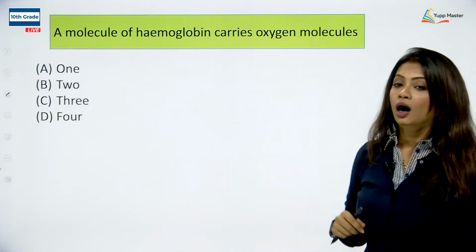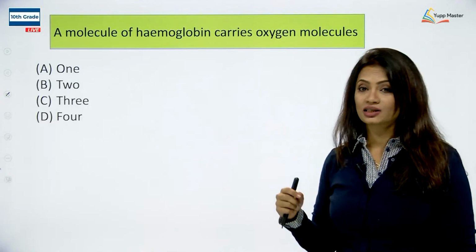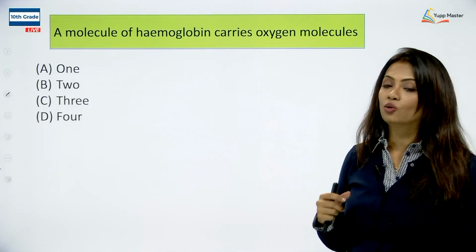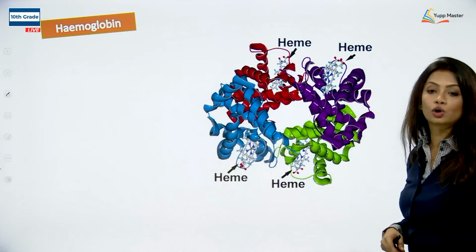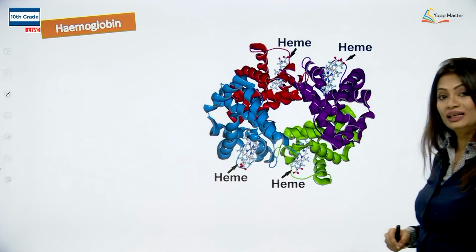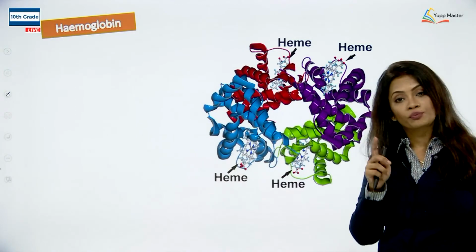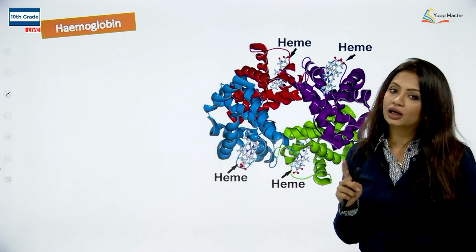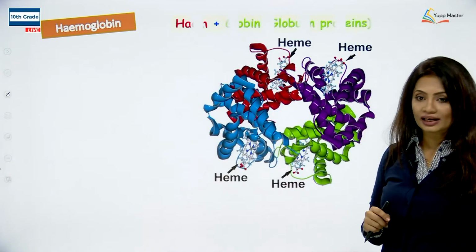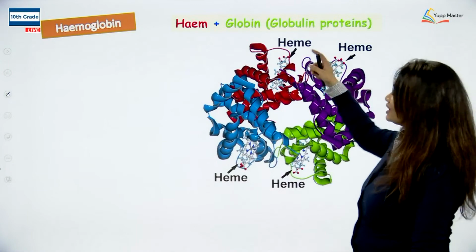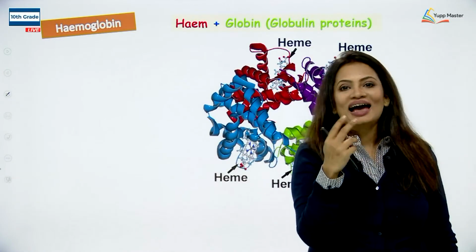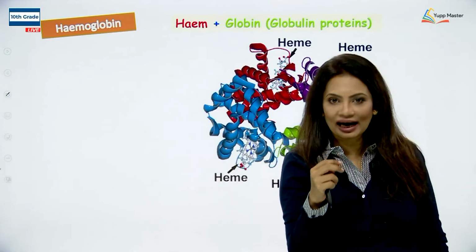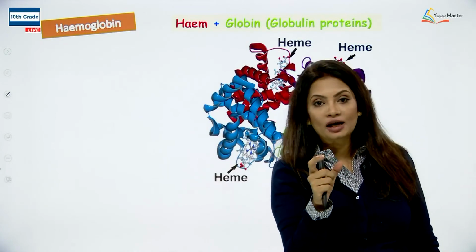Next question. A molecule of hemoglobin carries how many oxygen molecules? Okay, do you remember this? We spoke about the structure of hemoglobin. When we talk about hemoglobin, it can be divided into two regions. One is heme, the second one being globin. Globin means nothing but the globulin protein, and heme is that part which is made up of the iron.